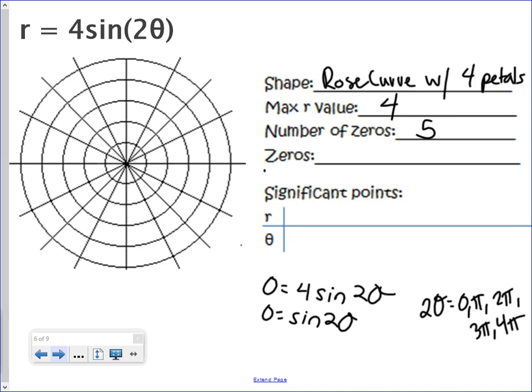What do I have to do with all of those now? Divide by 2. Okay. So I'm going to say divide by 2 right here. Divide by 2, divide by 2. And so when I list my zeros up here, I'm going to have 0, pi over 2, pi, 3 pi over 2, and 2 pi. So I'm going to have 5 zeros.